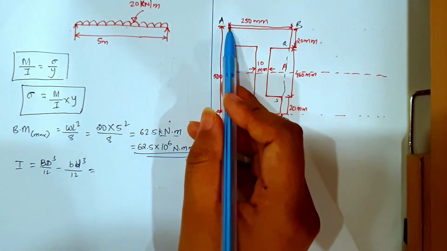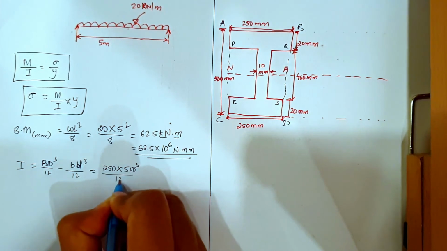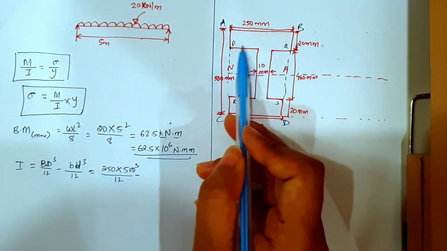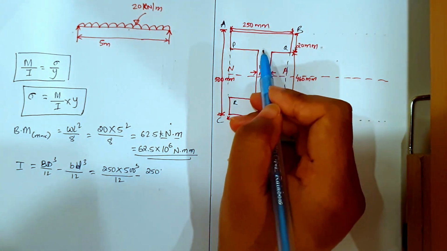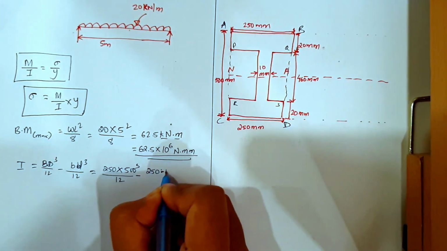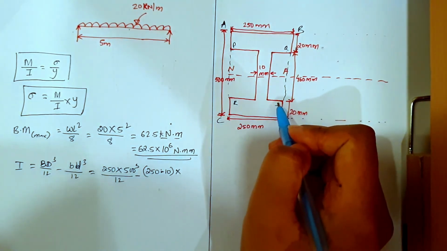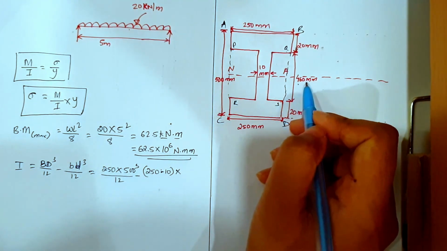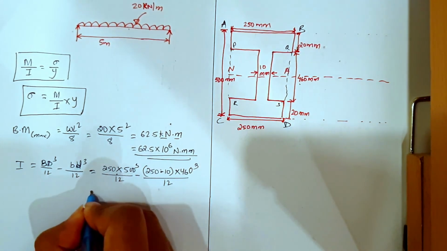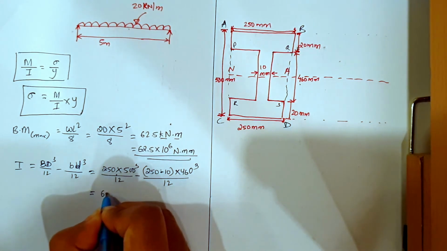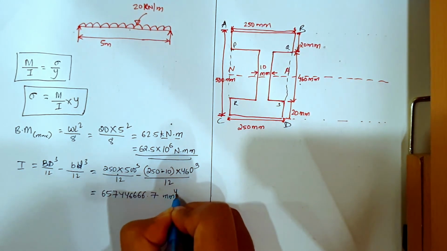Now how much is the outer B? 250 into its depth. Overall depth is 500. So 500 cube by 12 minus. Now how much is the inner B? From here to here, from P to Q, it is 250 only. 250. Now we have to subtract this web portion inside, so we subtract 10 and then the hollow will be formed, right? Into depth. Now from Q to S, the depth of the inner rectangle, how much is this? It is equal to 460. So 460 cube by 12. If you subtract these two, you will get 657446666.7 mm raised to power 4.